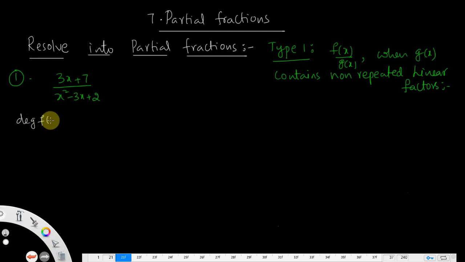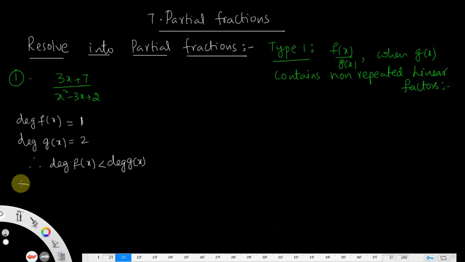The degree of f of x is 1, having x power 1, and the degree of g of x is 2, having x power 2. Therefore, the degree of f of x is lesser than the degree of g of x. Then such a fraction is said to be a proper fraction. This proper fraction can be divided into two factors.